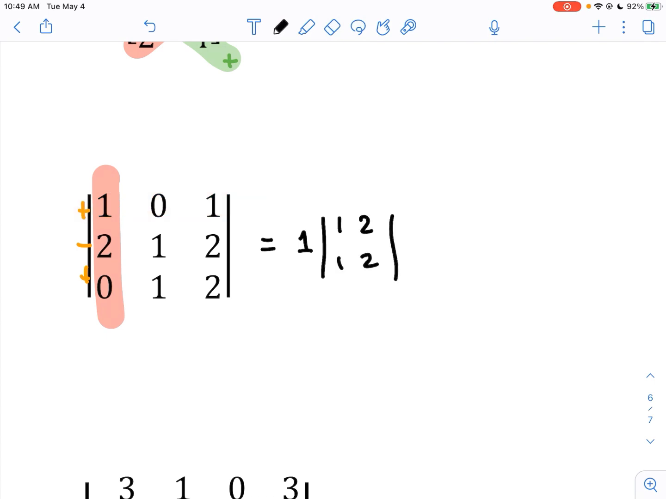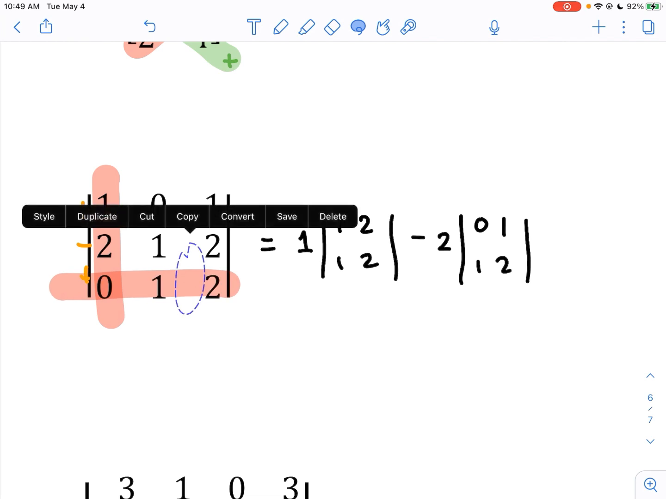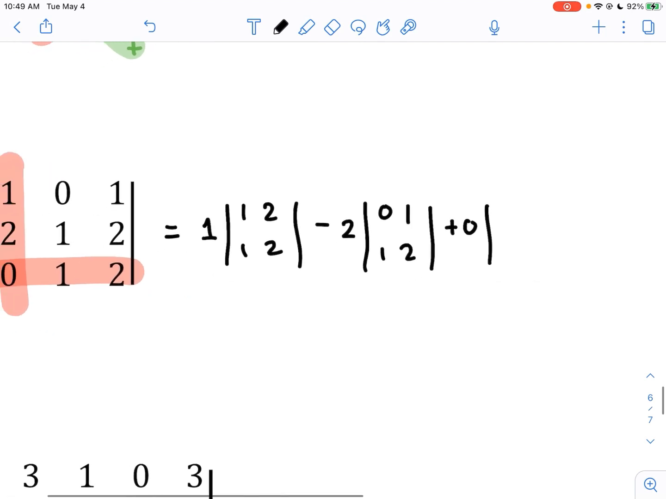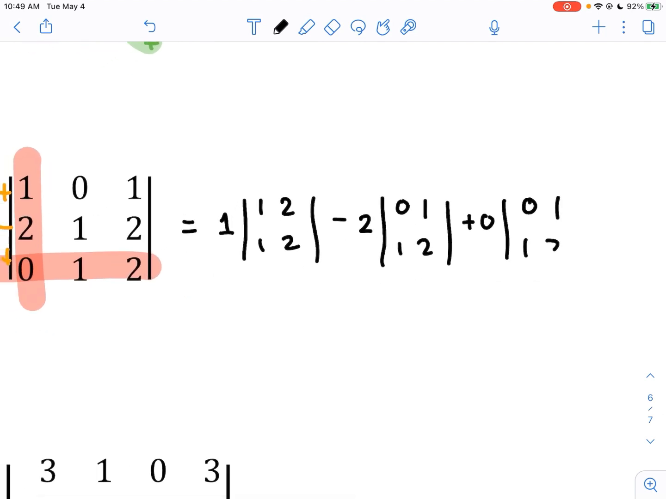Now you move your targeting down to the next entry of that column. So we target that 2, and the 2 is in a negative position. So we're going to say minus a 2, and then a 2 by 2 determinant. Now what's not crossed out is 0, 1, 1, 2. So you write that next. Then we take this shading and we cross out that 0 at the bottom. Now because there's a 0, I really don't need to write this part. It's in a positive position, so we have a positive 0, and there's a 2 by 2 that's 0, 1, 1, 2. But this 0 coefficient is going to zero out all of this. So we really only have to do these calculations here.